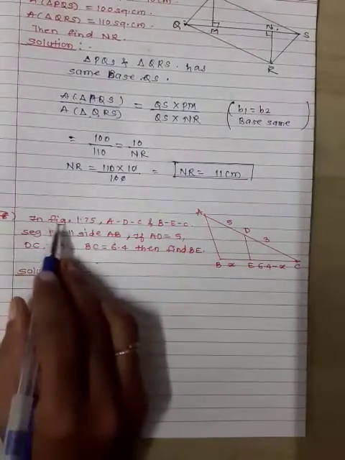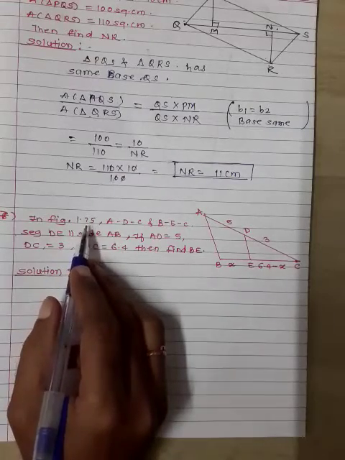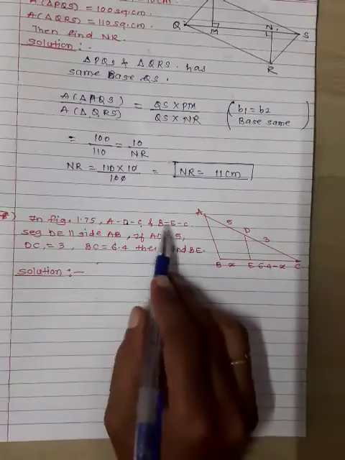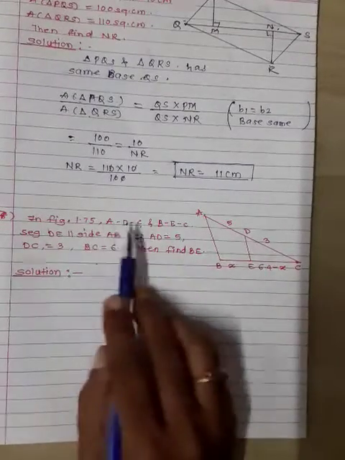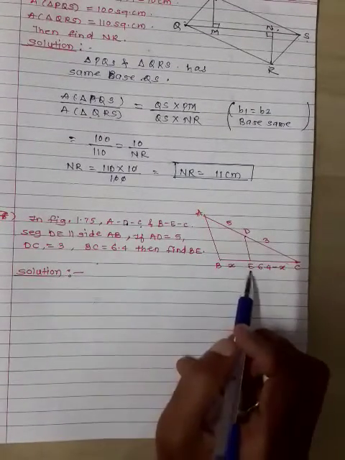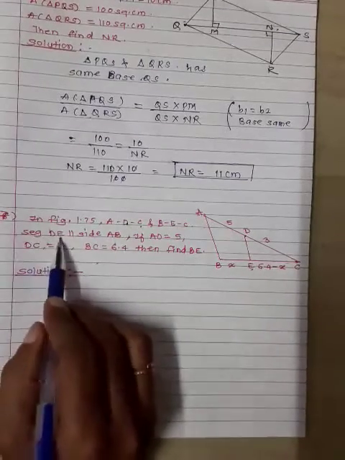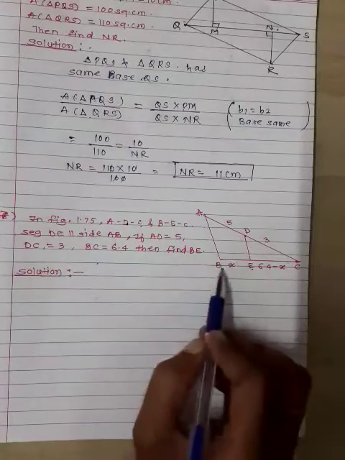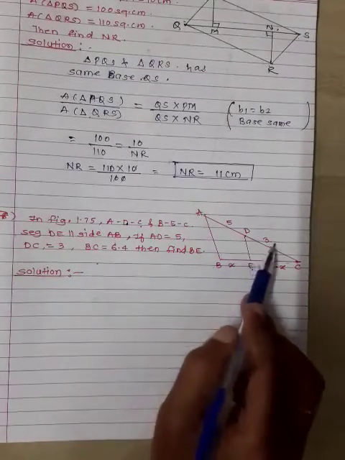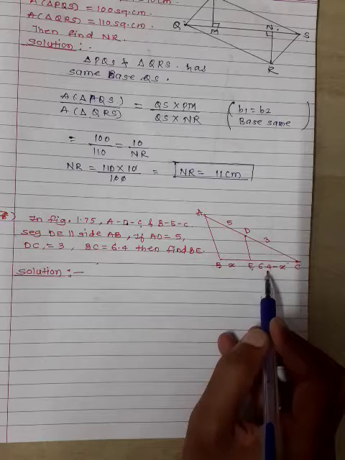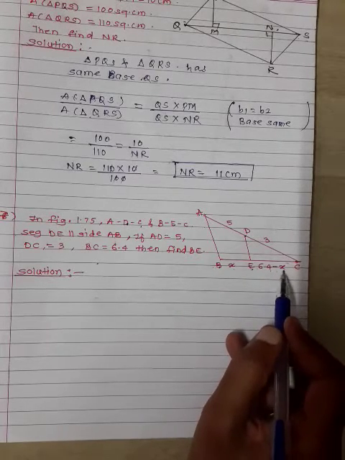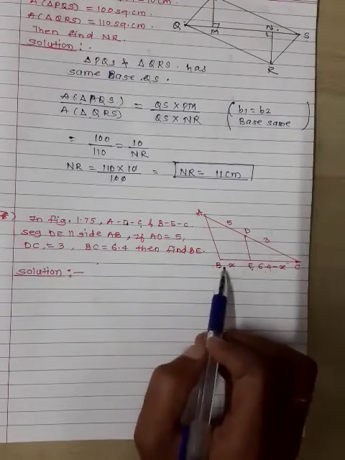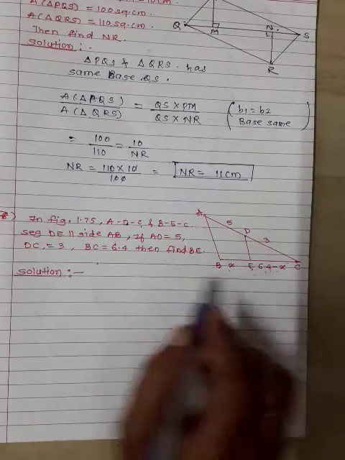Seventh. In the figure 1.75, D lies between A and C, and E lies between B and C. Segment DE is parallel to segment AB. If AD is 5, DC is 3, BC is 6.4, and BE is x. It is a 2 marks question.